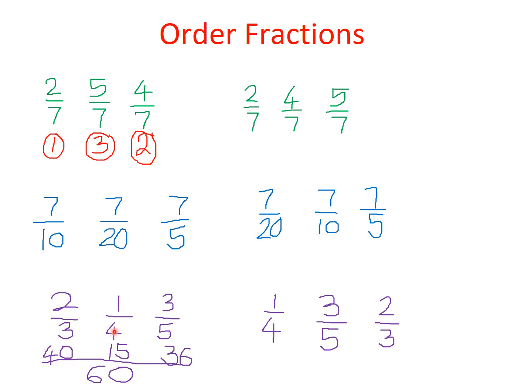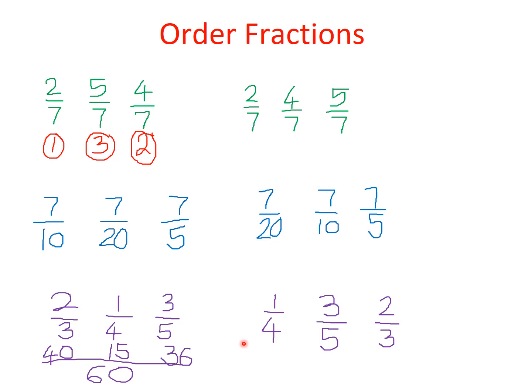How many 4s in 60? That's 15. 15 times 1 at top gives you 15. And dividing 60 by 5, I got 12. And 12 times 3 gives me 36. And that's how I was able to create a comparison scenario for the 3 unrelated fractions.